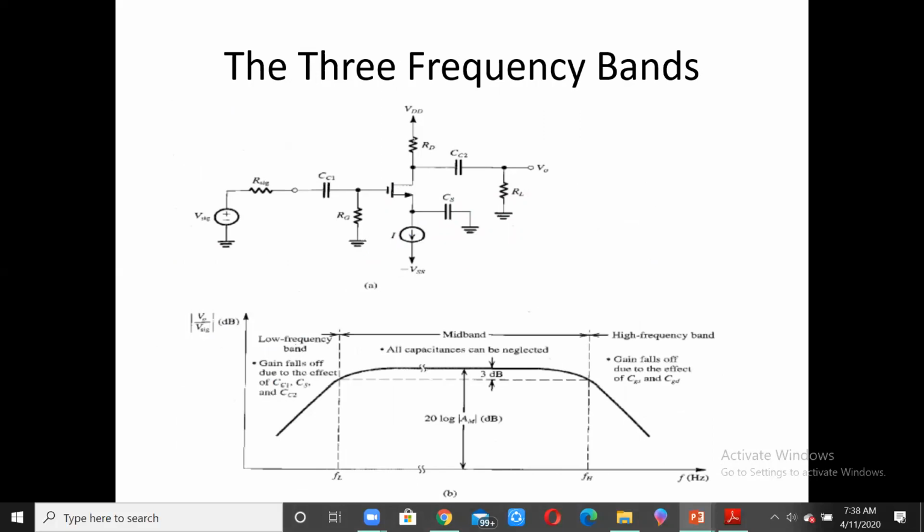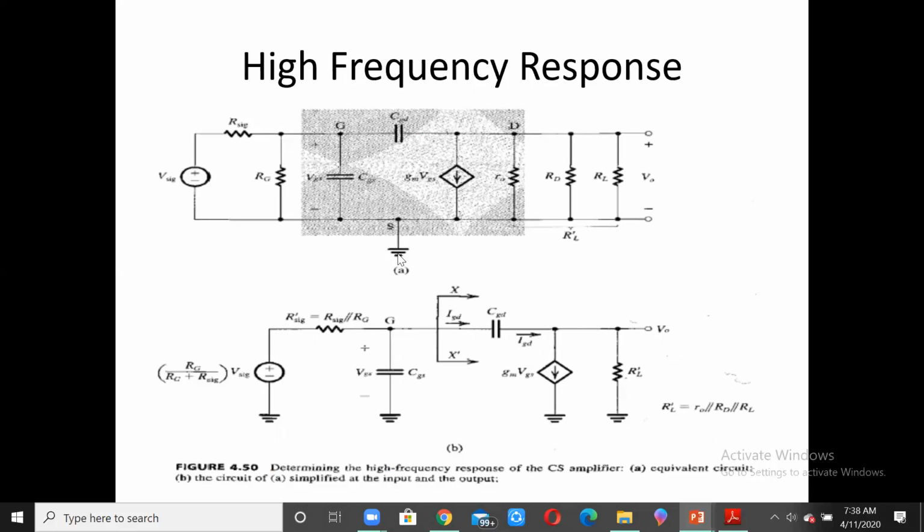Then the RD: in the AC analysis, VDD will go to ground, and so RD will come in parallel with RL. That's why we have RD in parallel with RL. The rest of the thing over here is nothing but the high frequency equivalent circuit with the CGS and CGD and the dependent current source, which is gm VGS, which is dependent upon the input voltage VGS, and the output resistance of the MOSFET, which is known as R0. So this block totally is the high frequency equivalent circuit, generally known as the hybrid pi model of the MOSFET.